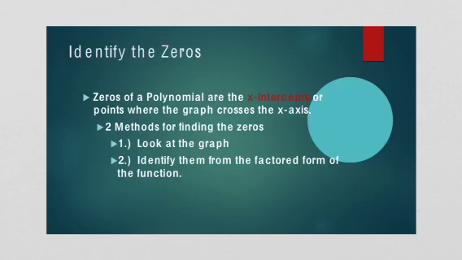The zeros of a polynomial are the x-intercepts, or points where the graph crosses the x-axis. Note we want to specifically look at x-intercepts. There are two methods for finding the zeros. Like we just did, we can look at the graph, but we can also identify them from the factored form of the function.